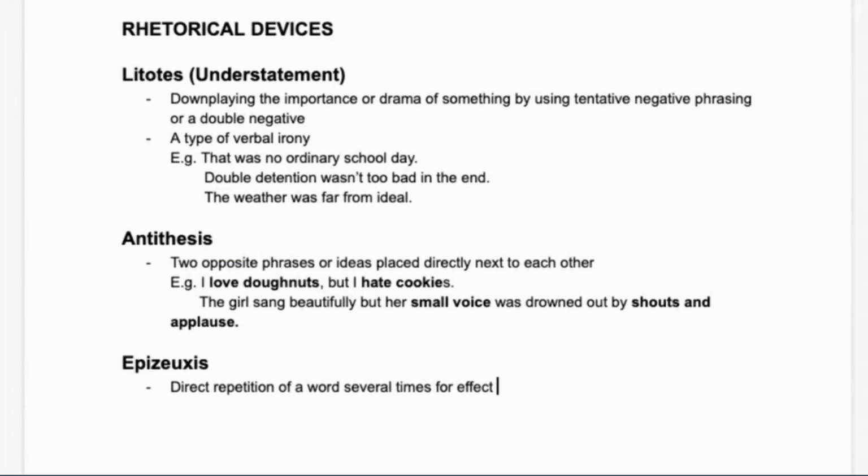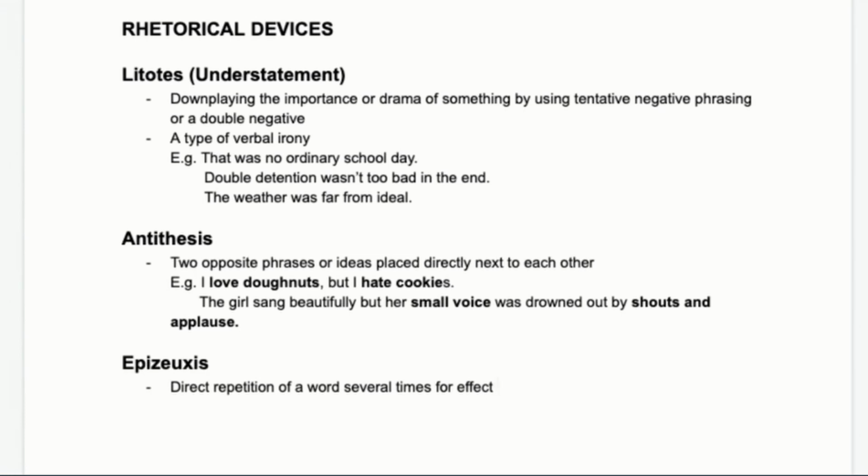And another example, the weather was far from ideal. So instead of saying the weather was bad, we're just saying far from ideal, which also means bad, but it's kind of a roundabout, understated type way of saying it. So you can pause if you like and have a go at litotes, and then we'll move on to the next rhetorical device.